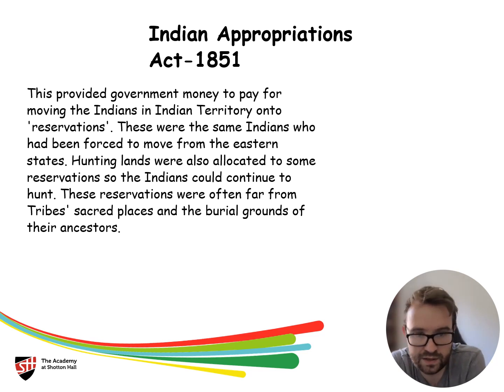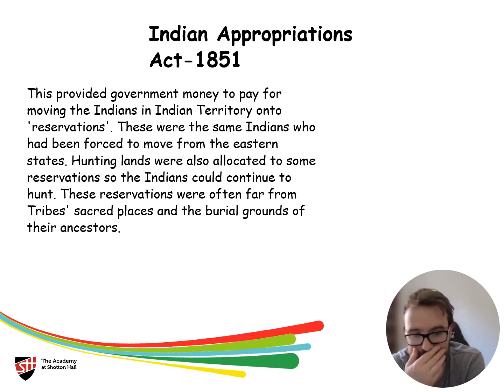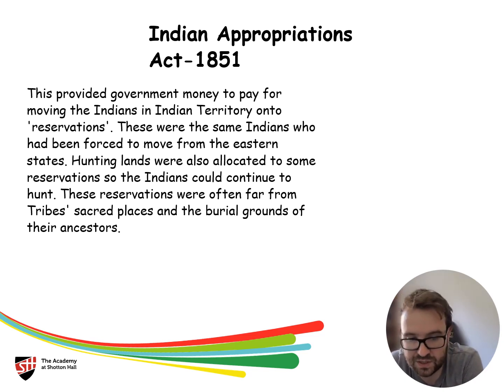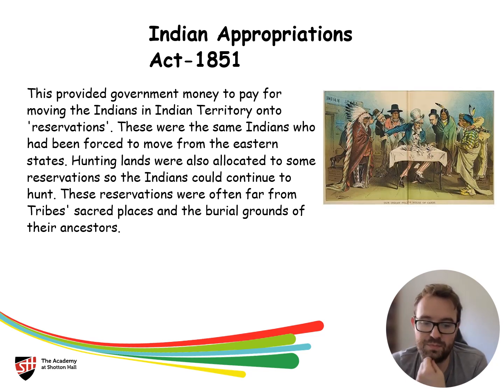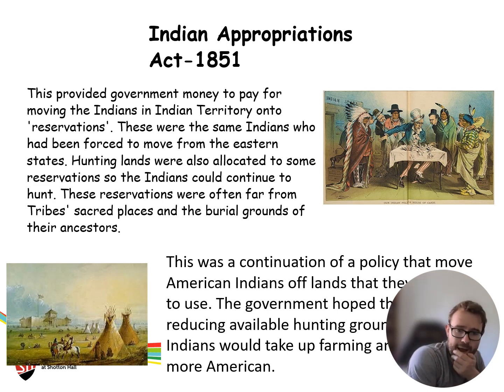And then you get the Indian Appropriations Act in 1851. So this provided the government money to pay for moving the Indians in the Indian Territory onto reservations. Again, these were the same ones who had been forced to move from the eastern states. Hunting lands are allocated. Reservations were often far from tribes' sacred places, so it's going to be massively problematic. But this establishes reservations. Remember, this is after the Fort Laramie Treaty. It was a continuous policy, basically, to get Plains Indians off their land.